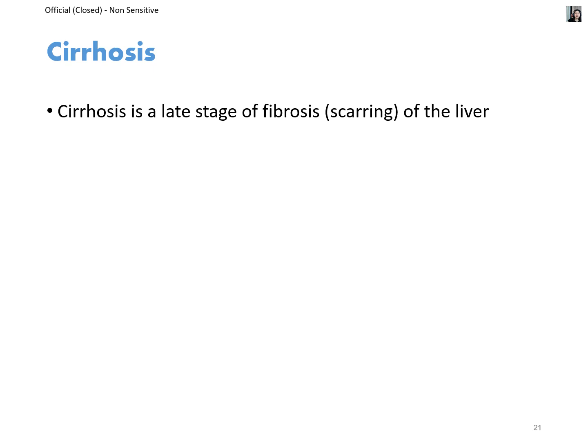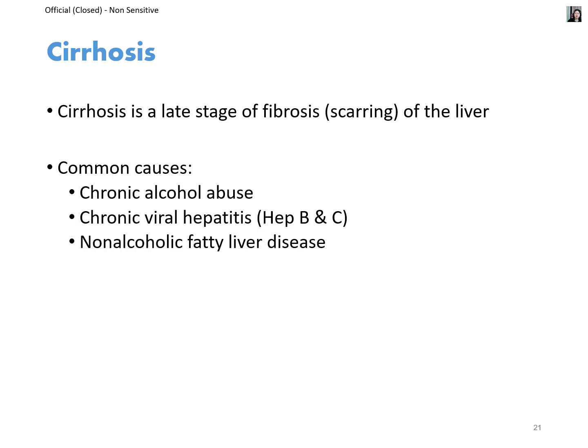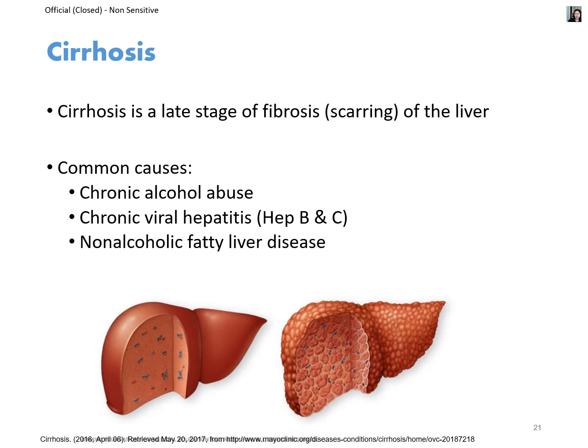Earlier, we have seen that chronic hepatitis can lead to cirrhosis. But what is cirrhosis? Cirrhosis refers to the late stage of fibrosis or scarring of the liver. Cirrhosis is usually caused by chronic alcohol abuse, chronic viral hepatitis like Hep B and Hep C, and non-alcoholic fatty liver disease. This picture shows a healthy liver on the left. On the right is a liver with cirrhosis. In cirrhosis, normal liver tissue is replaced by scar tissue, which is fibrous tissue. The liver is unable to perform its vital functions.